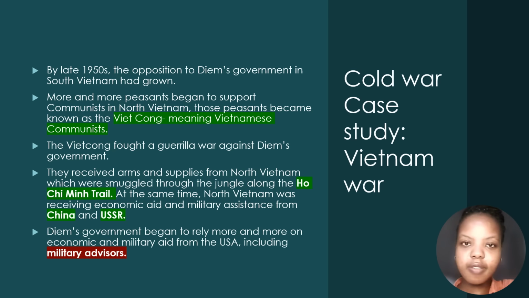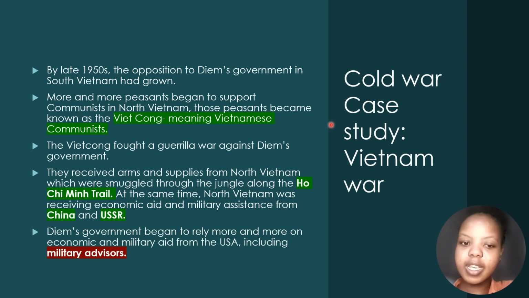So this one is self-explanatory. The Viet Cong received arms and supplies from North Vietnam. North Vietnam received arms and supplies from the USSR as well as China. Why the USSR? Because remember, the USSR was a communist government as well, so they are bound to support another communist government.